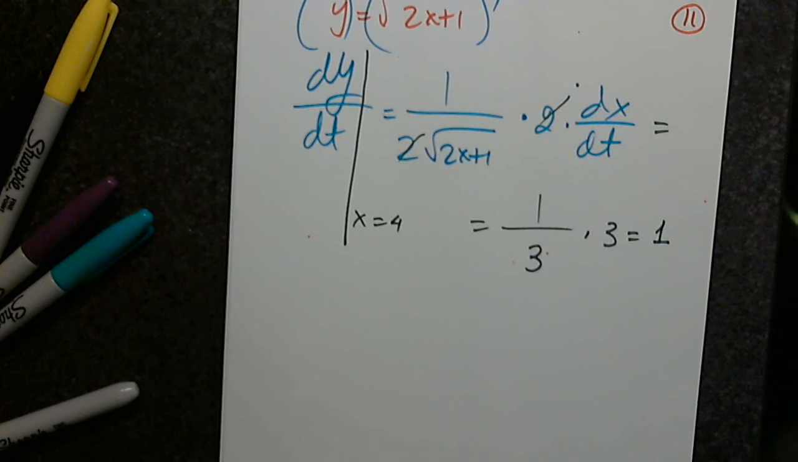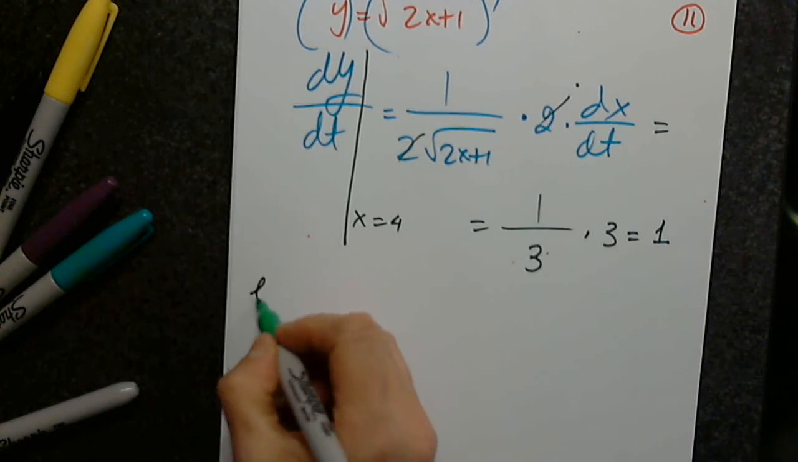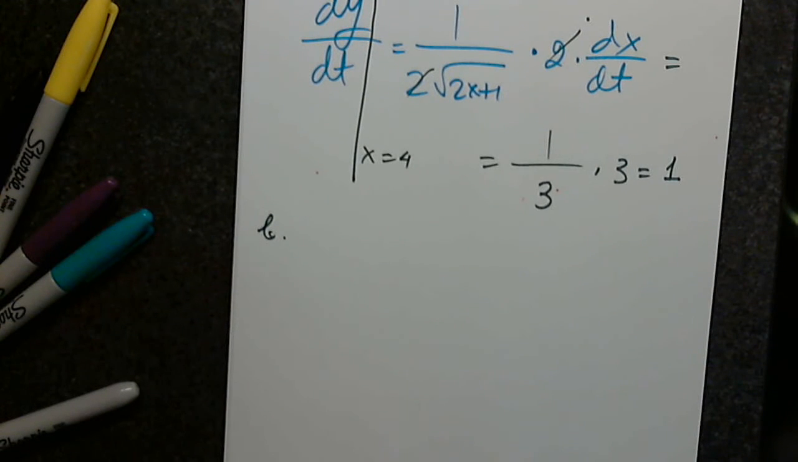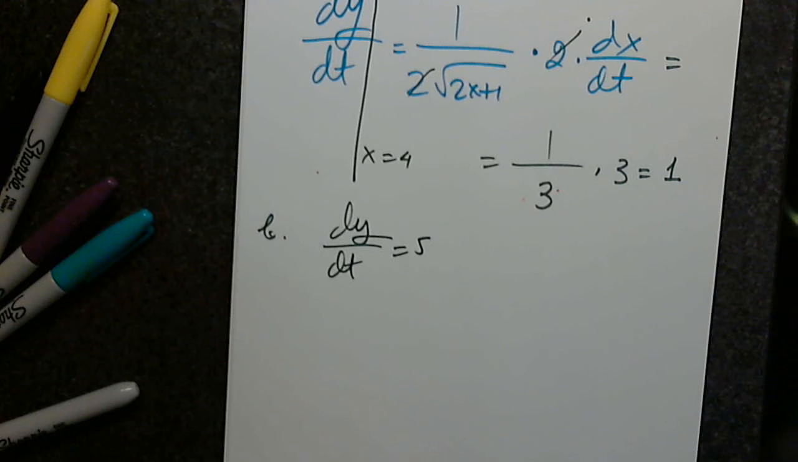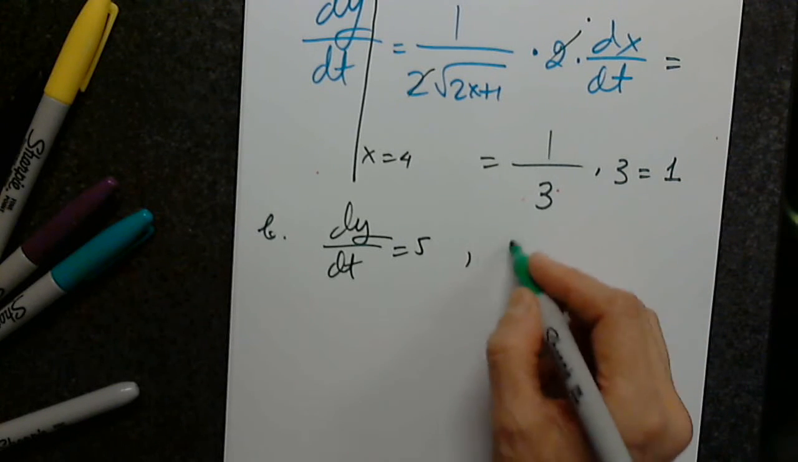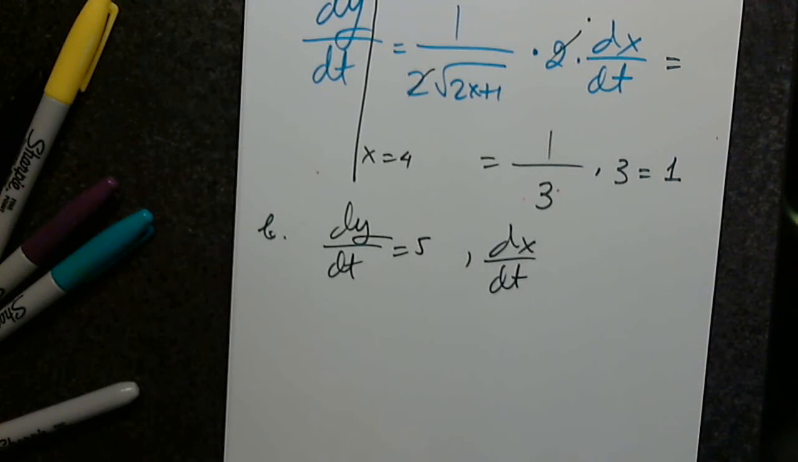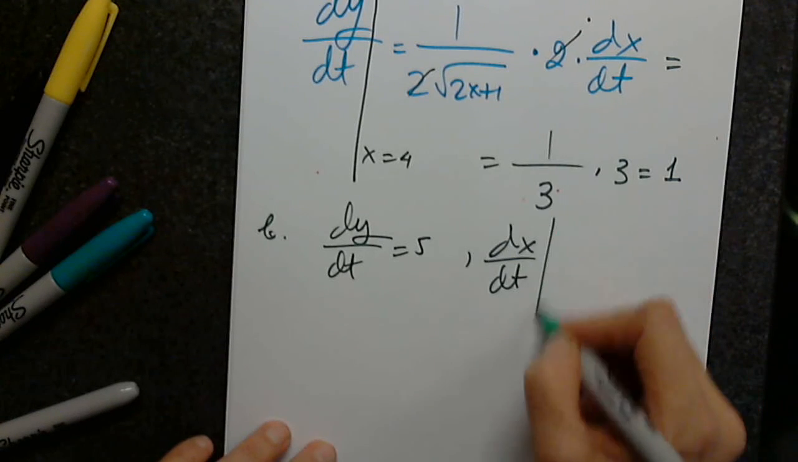Now there is also part B for the problem. Any questions? In part B, if dy over dt is given 5, find dx over dt when x is 12.